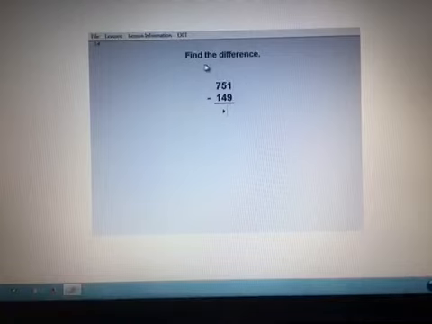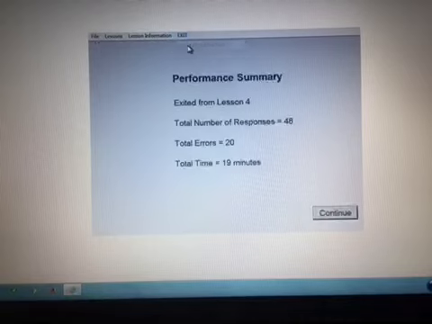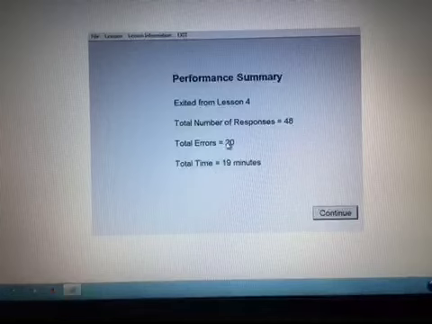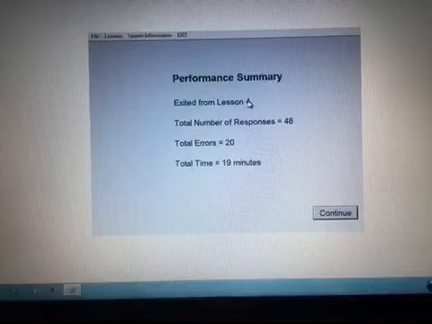All of our courses will be subjected to research, and because they are modular, additional strategies can be incorporated. Let's now exit. It says that we've spent 19 minutes on this. We made 20 errors out of 48 responses, and we are exiting from lesson 4.